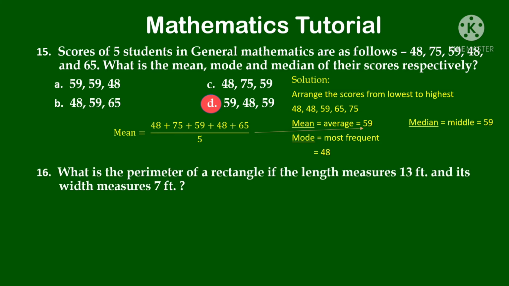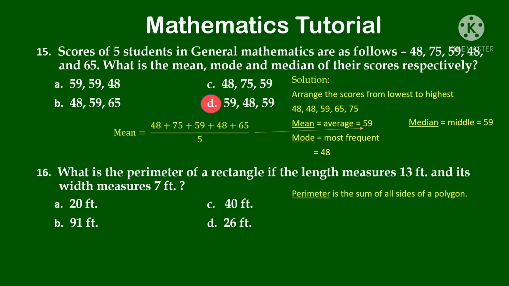Number 16. What is the perimeter of a rectangle if the length measures 13 feet and its width measures 7 feet? When we talk about perimeter, it is the total measure on the sides of a given polygon. Letter A, B, C, and D. As we all know, a rectangle is a polygon where two opposite sides are equal and the other opposite sides are also equal. If we are going to define perimeter, it is the sum of all sides of a polygon.